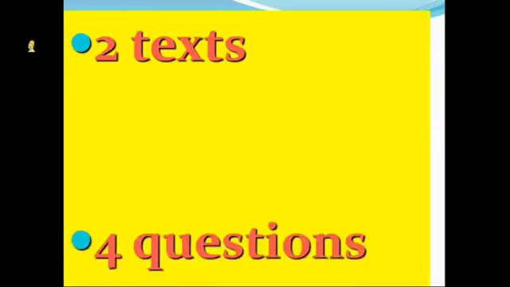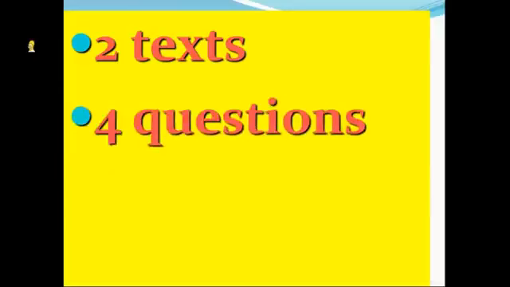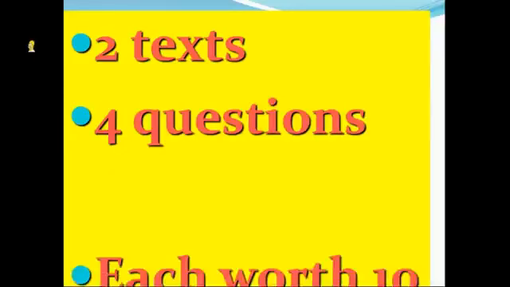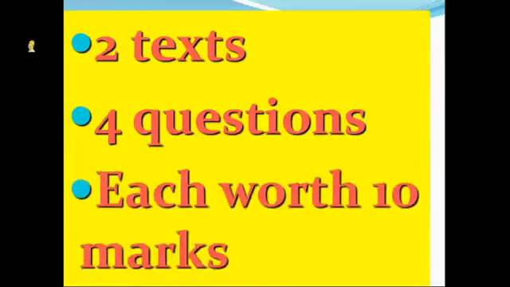So for the exam, we've got 2 texts to read. We've got 4 questions about those 2 texts, and each of the questions is worth 10 marks. That makes the exam out of 40. The important thing to know is that it's not like the AQA paper where one question's worth 12 and another question's worth 8. Because they're all weighted the same, we should be spending about a quarter of the time on each question.